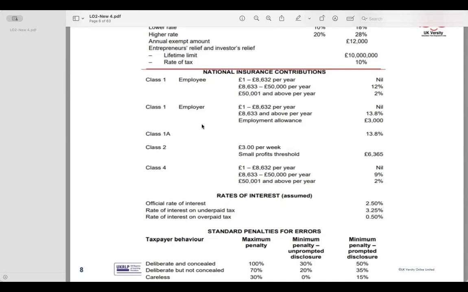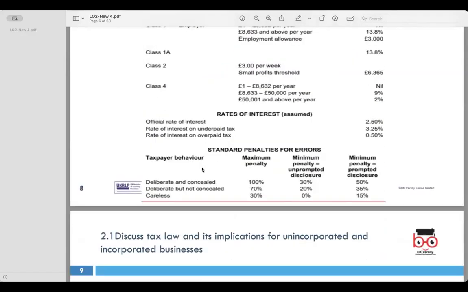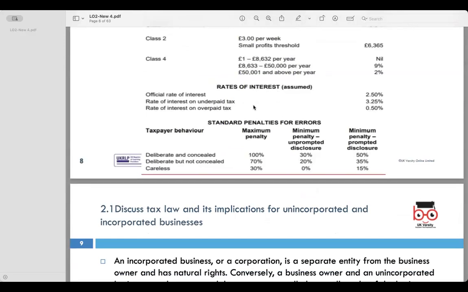Next is rates of interest. Interest rates are important in financial calculations. The assumed official interest rate is 2.5%, while the Bank of England rate is 0.50. Finally, there are standard penalties for tax errors, which may be based on taxpayer behavior. For example, the maximum penalty for an intentional and concealed error is 100%, while the minimum penalty for prompt disclosure of a careless error is 15%.